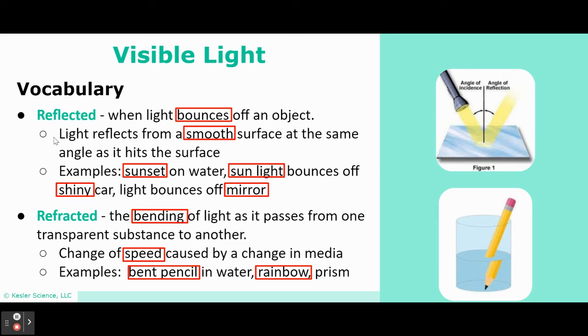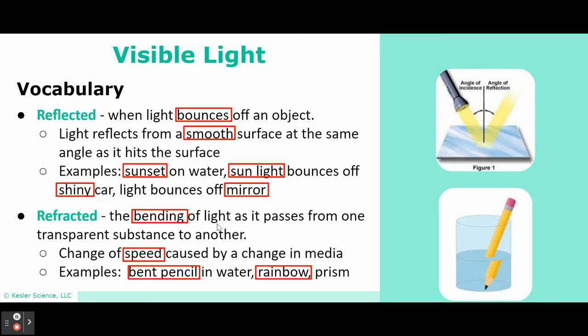All right, so these are the terms I was talking about that are review, but we're just talking specifically about light. Reflected: when light bounces off of an object. Light reflects from a smooth surface at the same angle as it hits the surface. So if light is hitting a smooth surface, glass, a mirror, a shiny car, then it's reflected. Examples are sunset on water, sunlight bouncing off a shiny car, and light bouncing off a mirror.